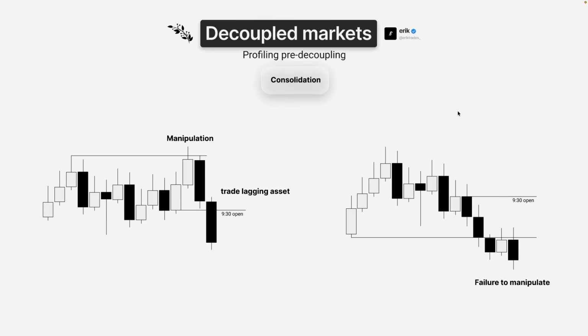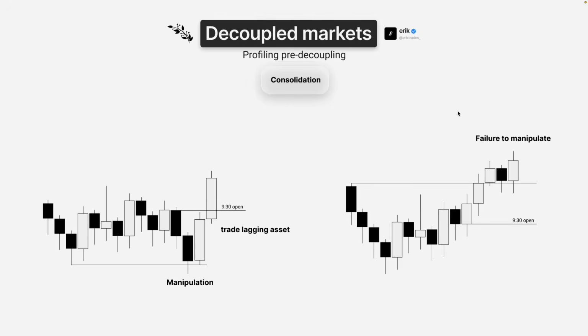That is different in the consolidation. In the consolidation, I don't know what price is going to do. So I need price to tell me what it wants to do, okay? So what happens here is it's going lower, right? So imagine these two candles don't exist yet.